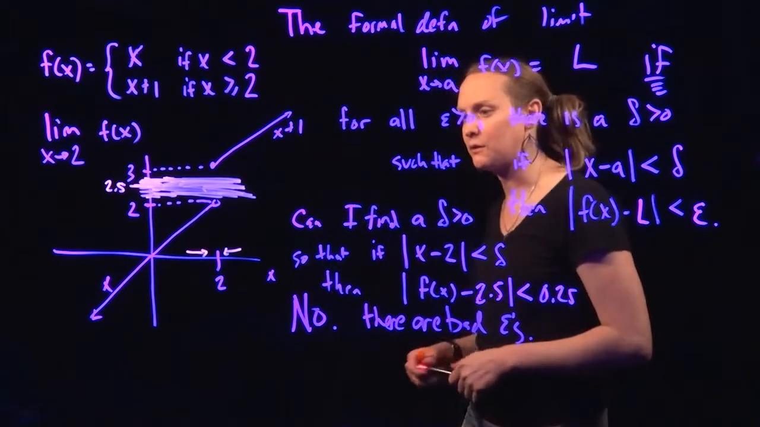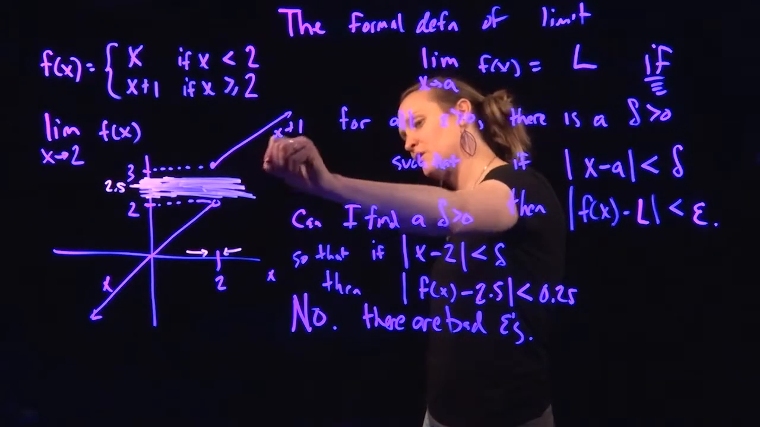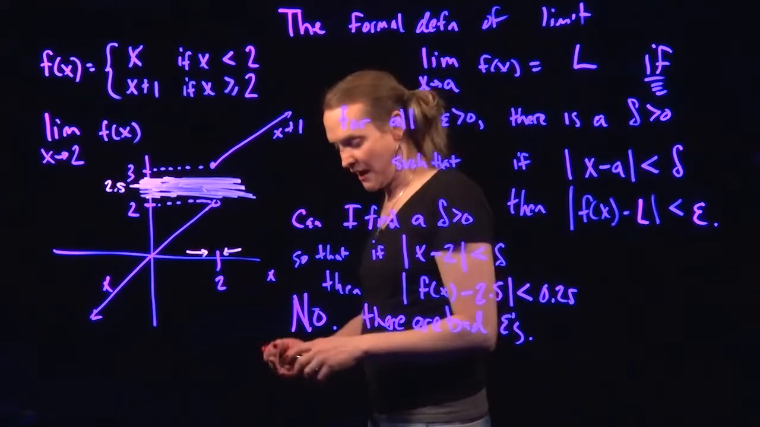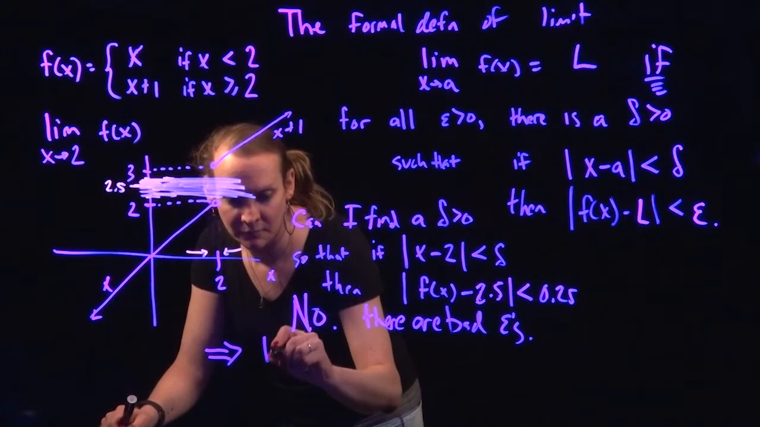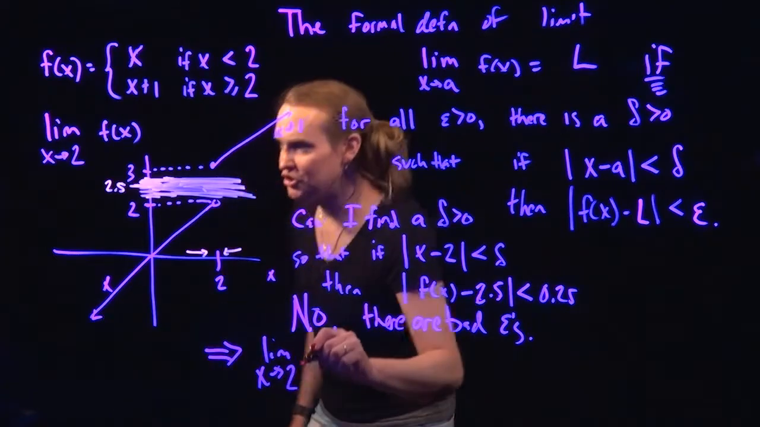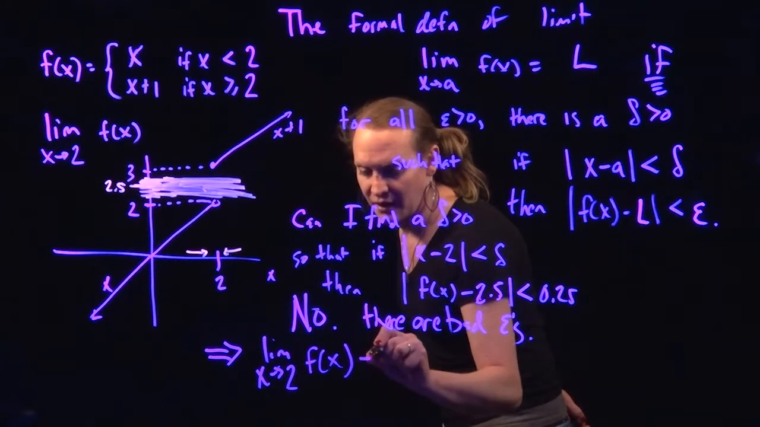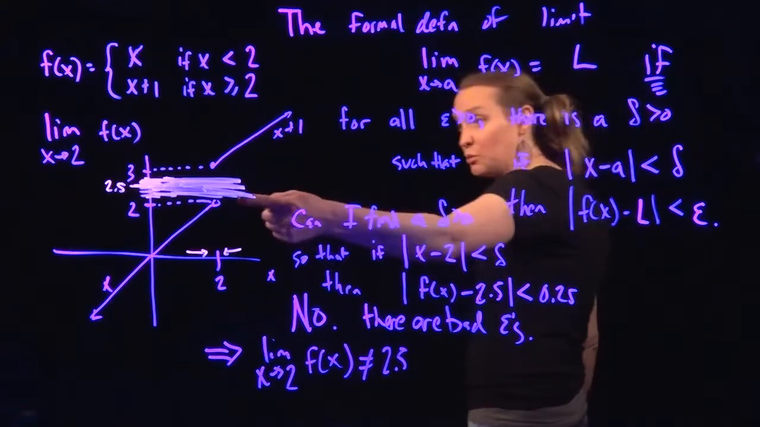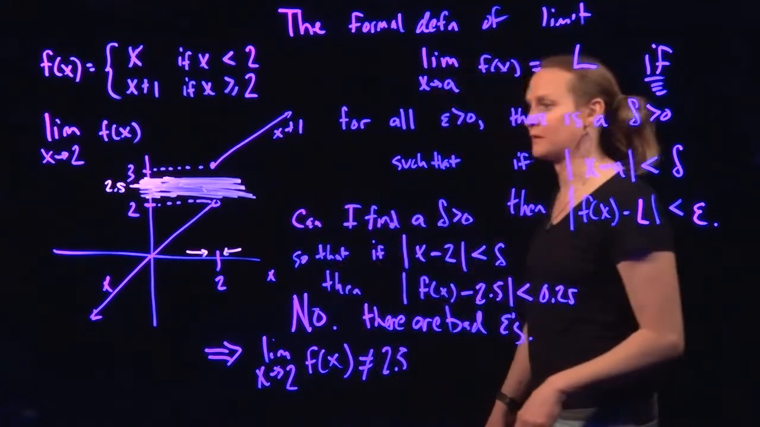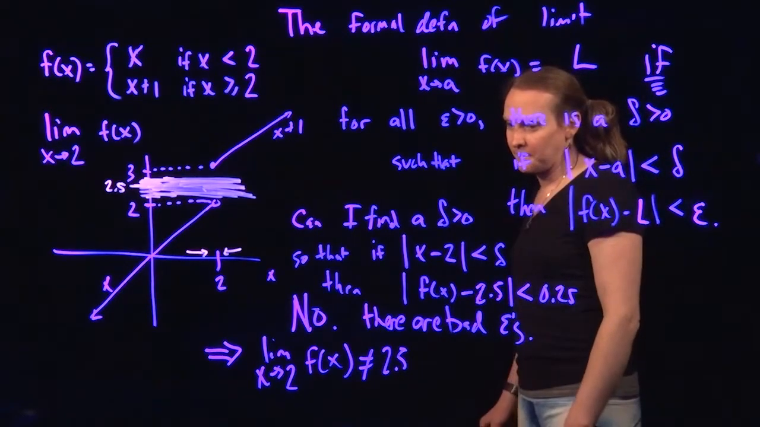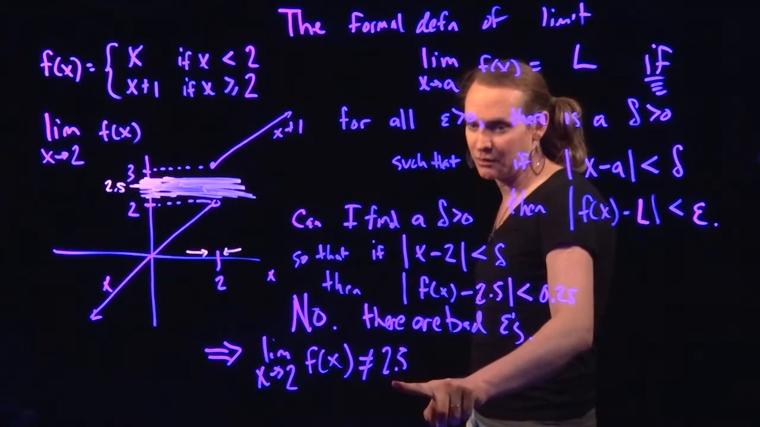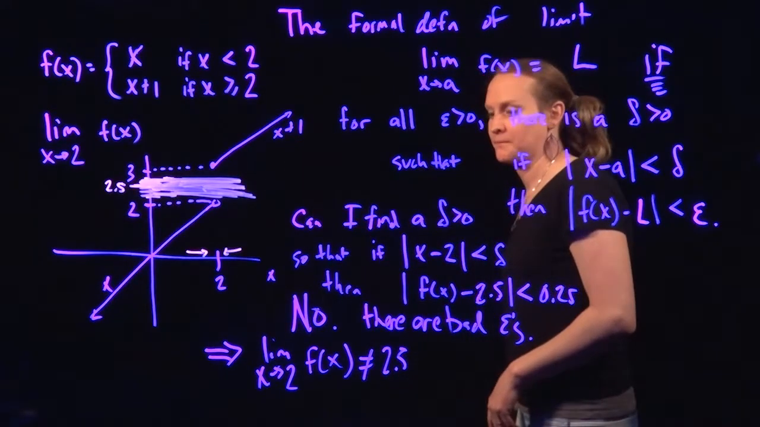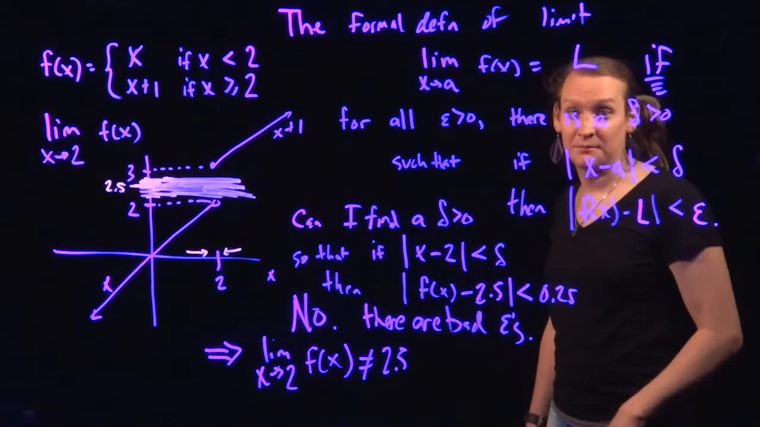There are bad epsilon values. All you have to do is shrink the window sufficiently, and then you can't get close enough. And that's why the limit as x approaches 2 of f of x is not equal to 2.5. Nor is it 2, nor is it 3, nor is it any value in between, nor is it any other value at all. No matter what number I put right here, this process is going to fail if you just make epsilon small enough. That is to say that the limit doesn't exist.